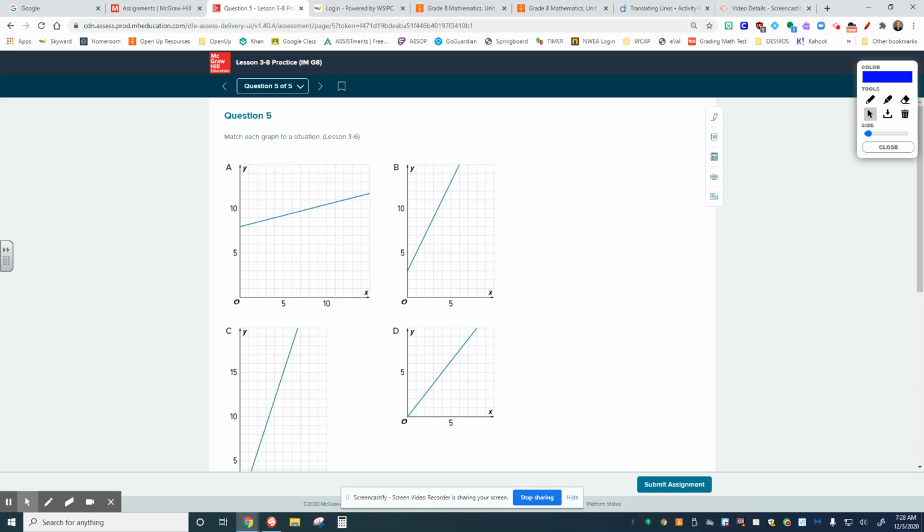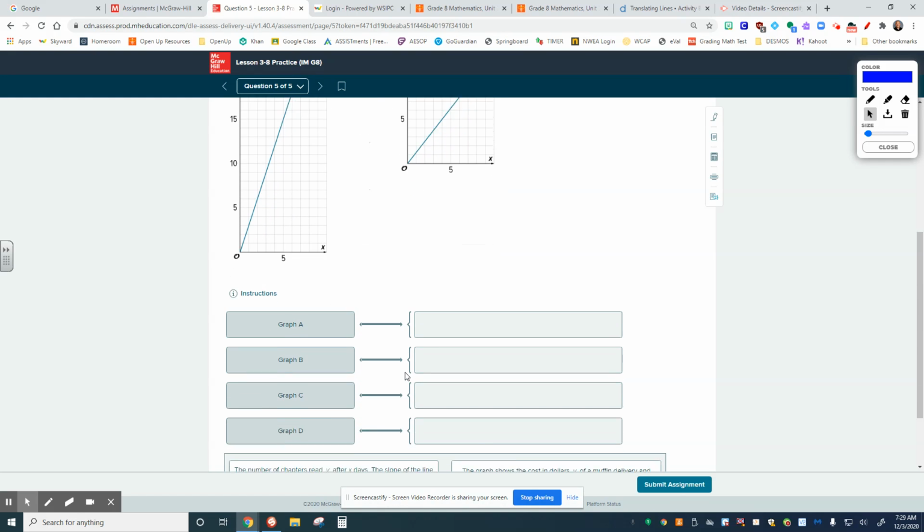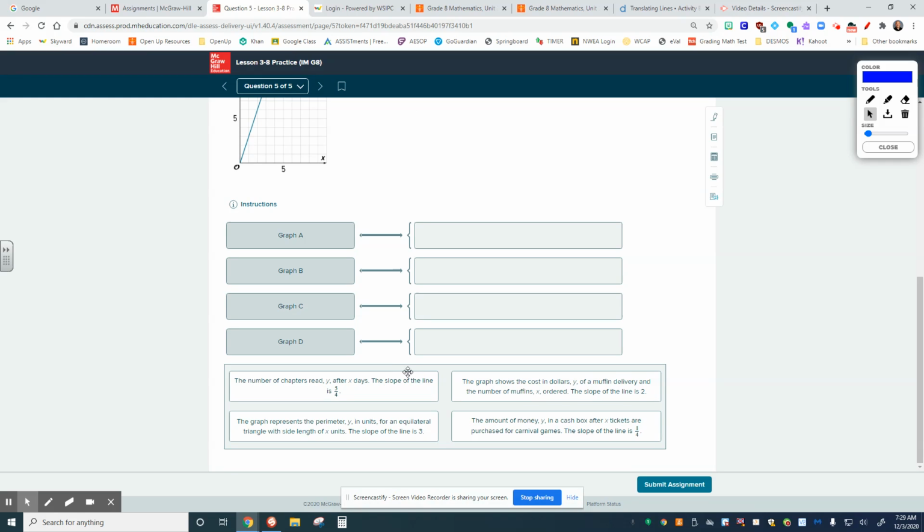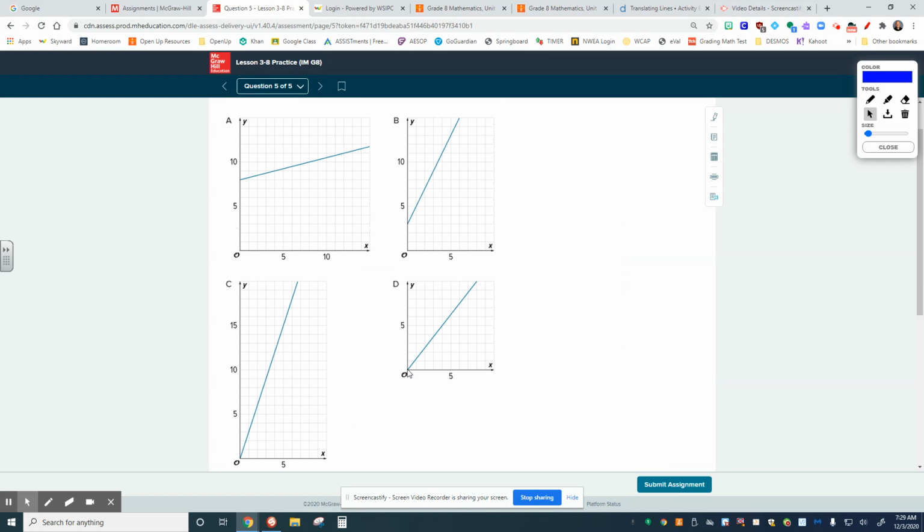Match each graph to the situation. When we look at our graphs here, we see graph A, graph B, graph C, graph D. What I'm going to suggest before we even look at these situations a whole lot is that we need to recognize 2 major things from this lesson. What is the slope? What is the y-intercept? So let's look at our 4 graphs real quick, and let's go ahead and identify slope and y-intercept for each graph. I believe that will really help us as we get going to look at the next ones.